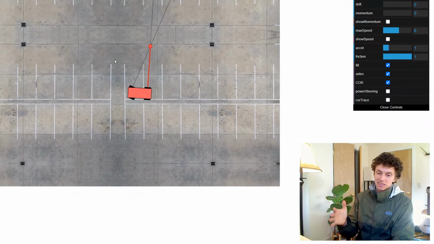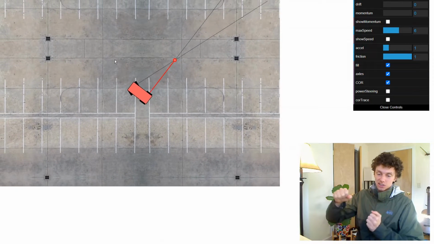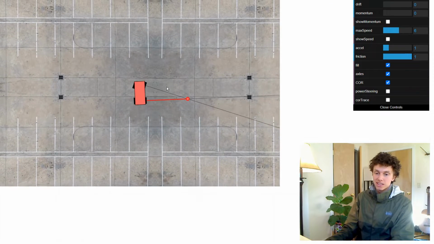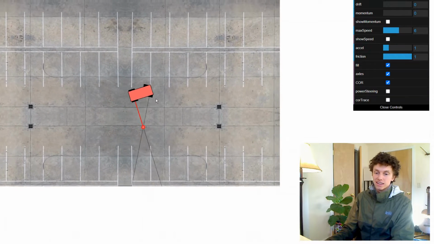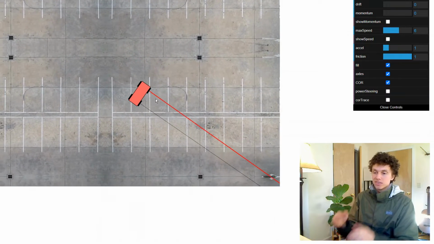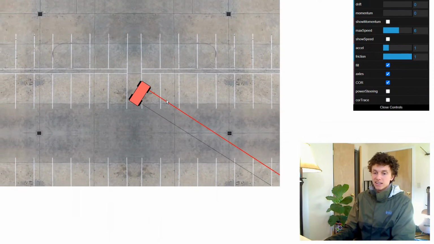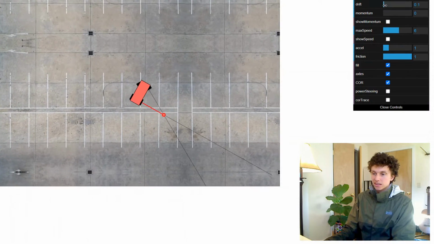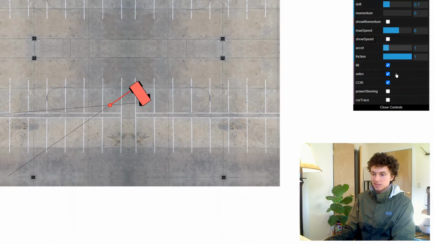Said better, the turning radius will increase in proportion to the speed and the angle of the front wheel. So if you have a sharp angle of turning, then you're going to get more of a drifting effect. And let's turn on some of the drift so we can see what's happening.